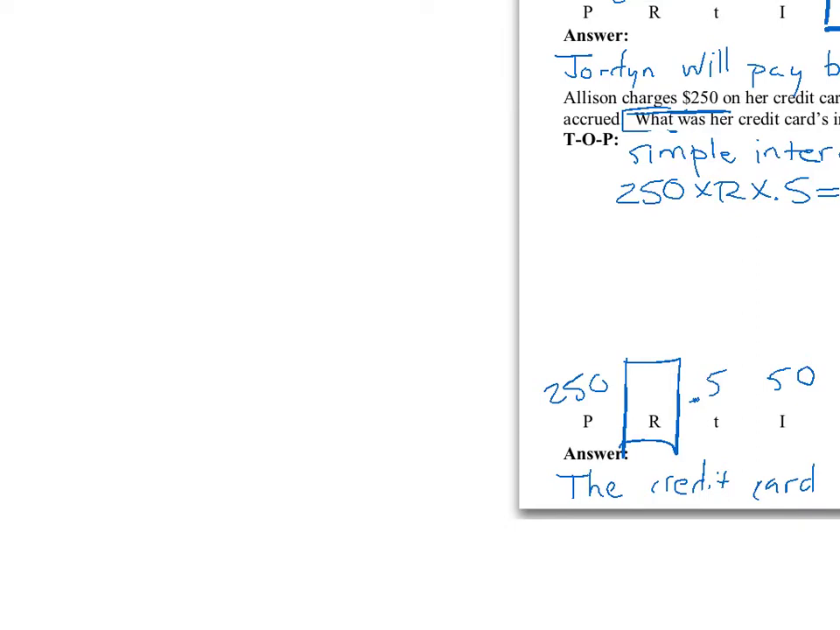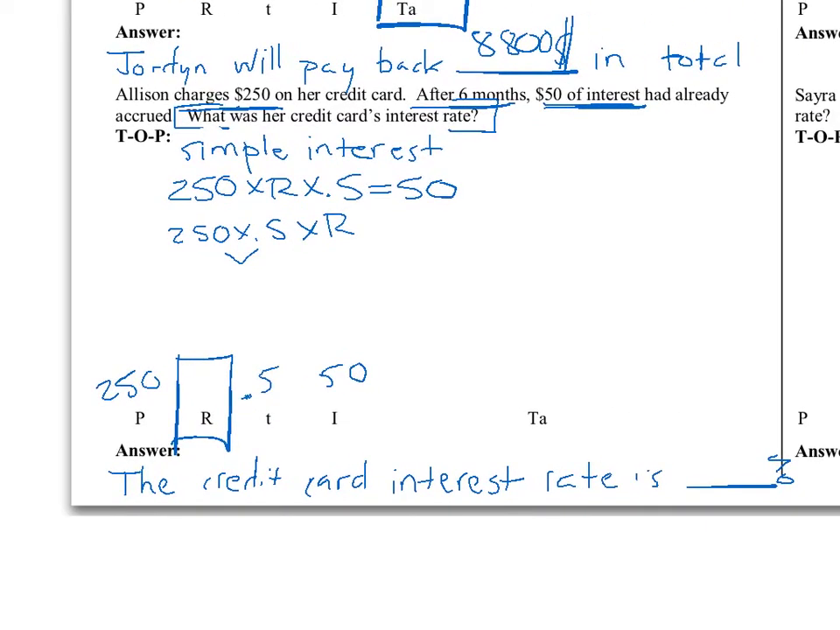Yeah, so she's saying I can rearrange this 250 times 0.5 times R, so I can multiply the 250 times 0.5. Absolutely, so let's do that. 250 times 0.5: 0, 5, carry the 2, 1, 2, 1 decimal place. That's 125. R is equal to 50.